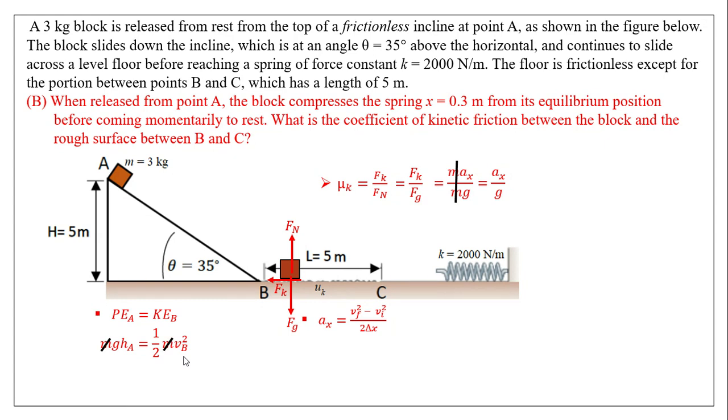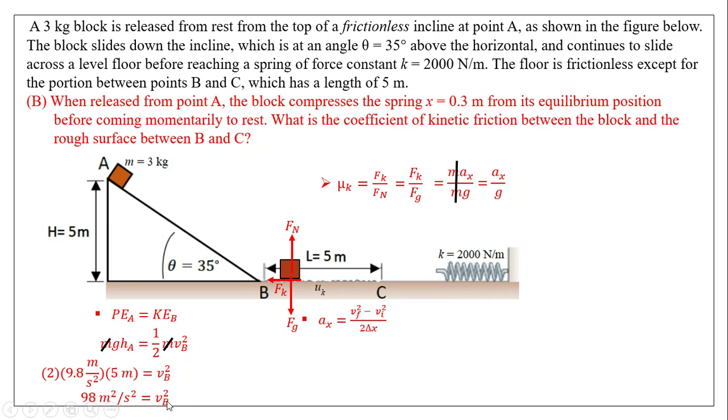Mass cancels out. Therefore, to solve for VB squared, I'm just going to multiply both sides by 2, because I need to get rid of that 2 in order to get VB squared by itself. So you notice here I'm keeping VB squared by itself because a is VF squared minus VI squared, right? VI being VB here because it starts at B, and then VF will be at point C, which I'll find in just a second. So here, if you punch this in, 2 times 9.8 times 5, you'll get 98.